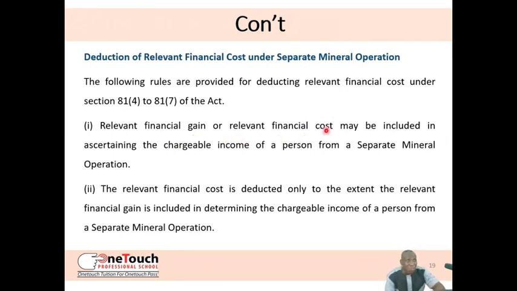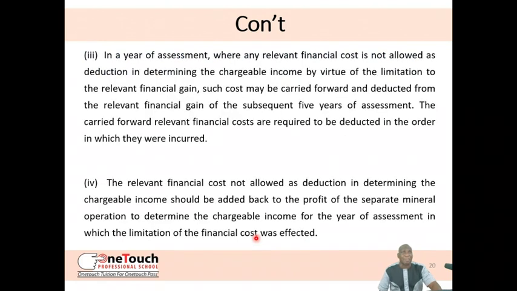The relevant financial gain or financial cost may be included in ascertaining the chargeable income of a person from a separate mineral operation. But the way it will be included is this: the relevant financial cost is deducted. How is it included and how is it deducted? This is sub number 2. The relevant financial cost is deducted only to the extent of the relevant financial gain included in determining the chargeable income of a person from a separate mineral operation. So to the extent to which you have financial gain to cater for the financial cost, the financial cost can be subtracted up to the extent of the financial gain. That's the same point we made when we discussed the petroleum operation.